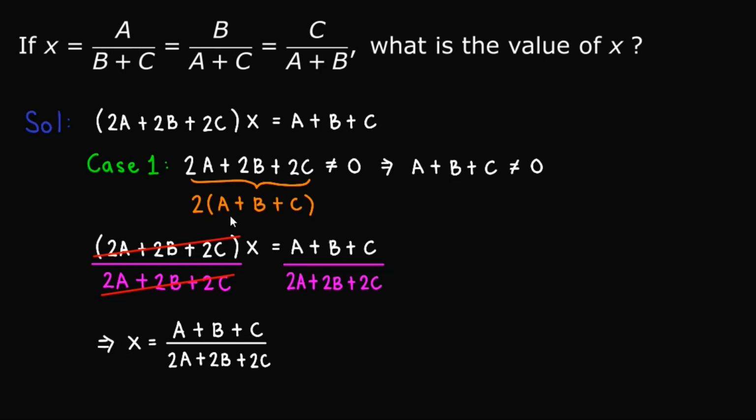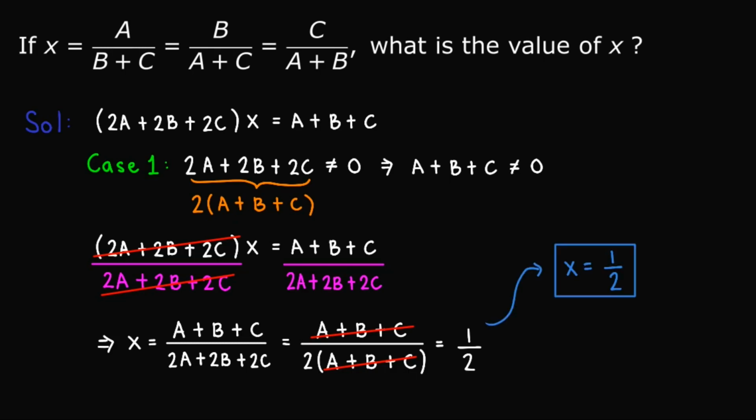Since we showed that we can express this in the form 2 times a plus b plus c, then we can write this as a plus b plus c over 2 times a plus b plus c. And since we know that a plus b plus c is not equal to 0, then we can divide this one up and we'll be left with 1/2. So we know that our first outcome is x equals 1/2 for this case. So we have this value of x.